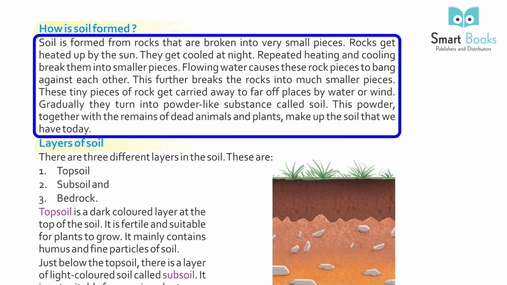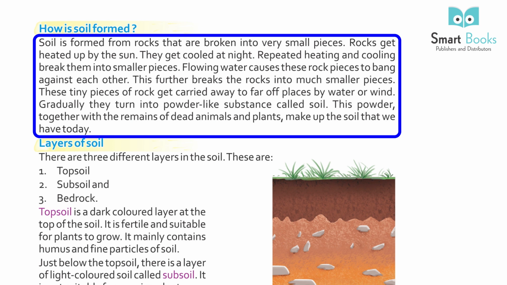How is soil formed? Soil is formed from rocks that are broken into very small pieces. Rocks get heated up by the sun repeatedly and cool down at night. Repeated heating and cooling break them into smaller pieces. Falling water causes these rock pieces to bang against each other. This further breaks the rocks into much smaller pieces.